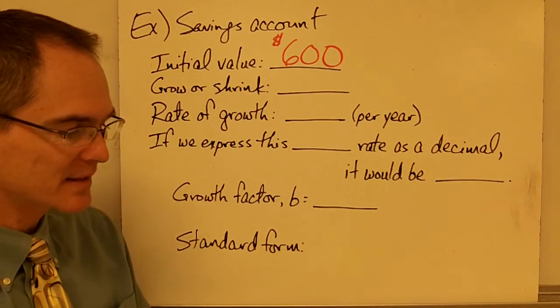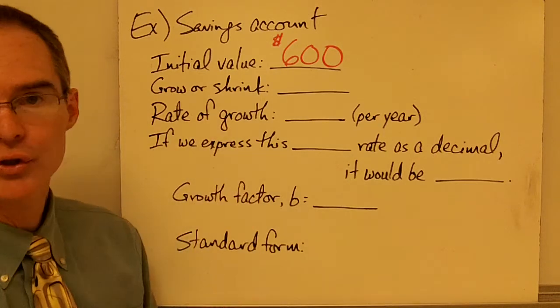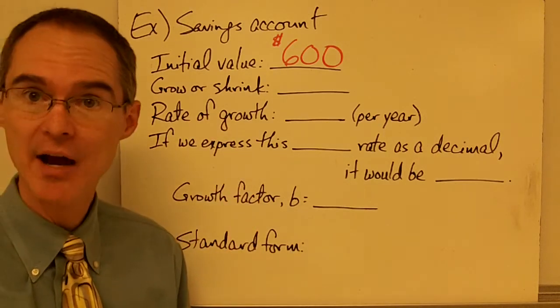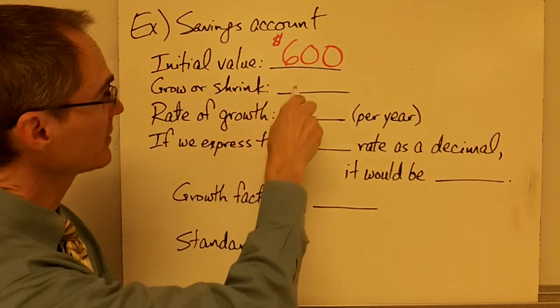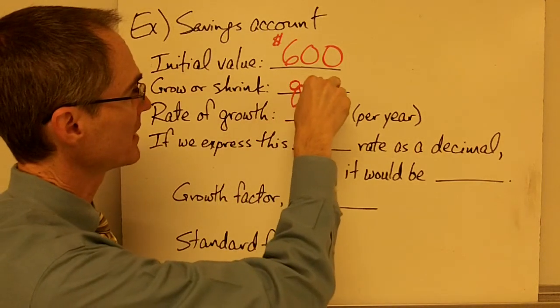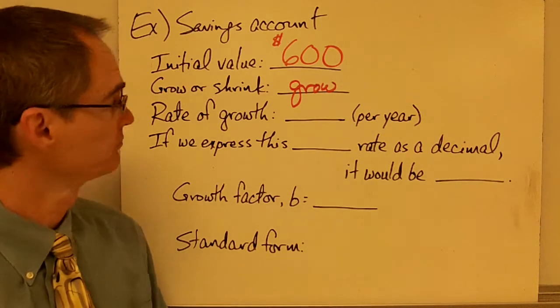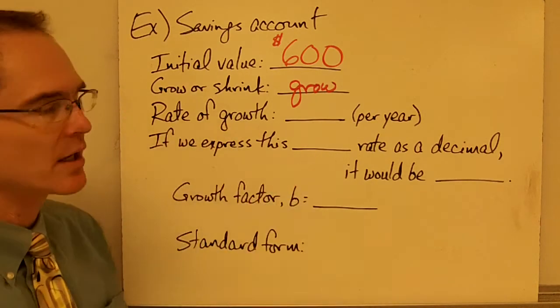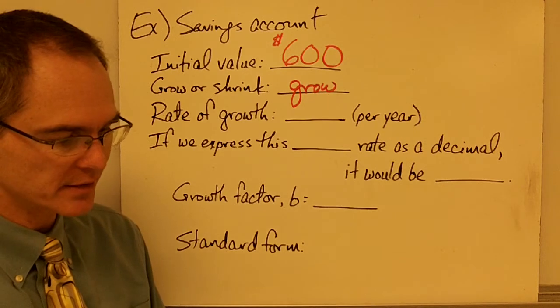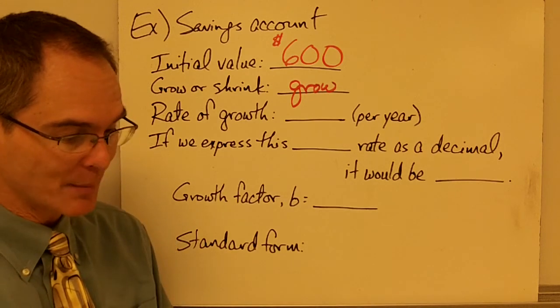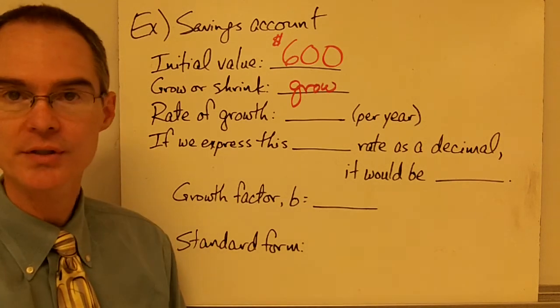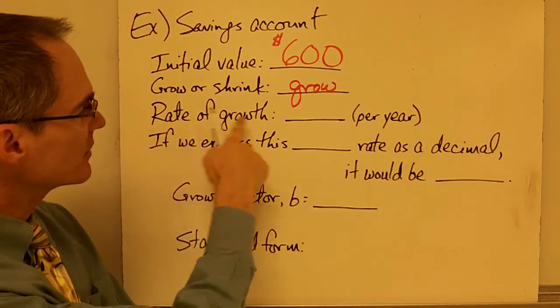Do I expect that this savings is going to grow or shrink? Well, assuming I don't take any money out of my savings account, then I expect that my money in my savings account is going to grow. It's got a 5.5% interest rate. The rate of growth, well, this one's pretty easy. It actually tells me right there in the example, I'm earning 5.5% interest every year. That's the rate of growth.